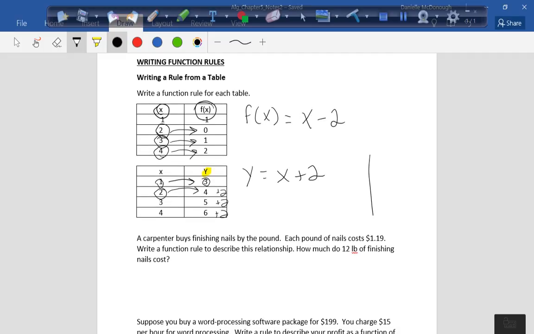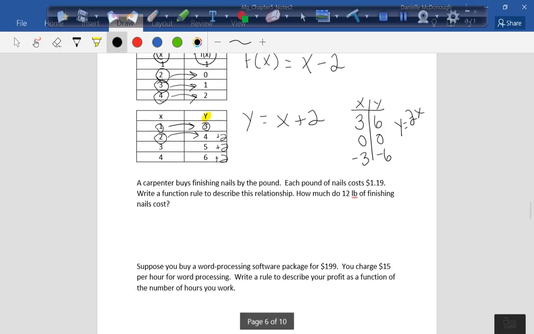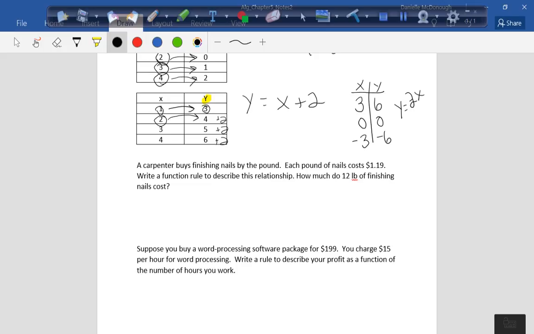Again, you can have different tables as well. If I had x and y and I had 3, 6, 0, 0, negative 3, negative 6. What are we doing here? And in this case, it would be y equals 2x. I'm taking 2 and multiplying it times x every time. So it's not always add or subtract. It can be multiply, it can be squaring, it can be anything.